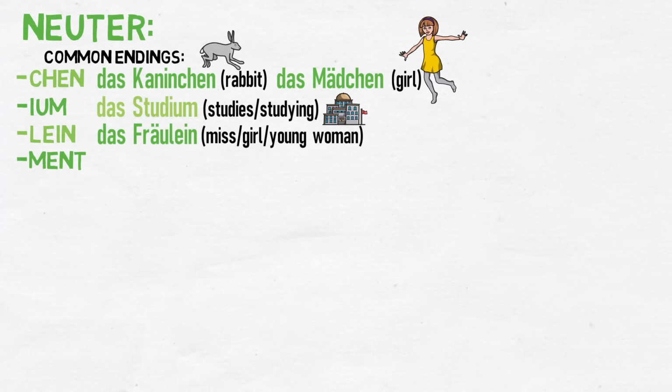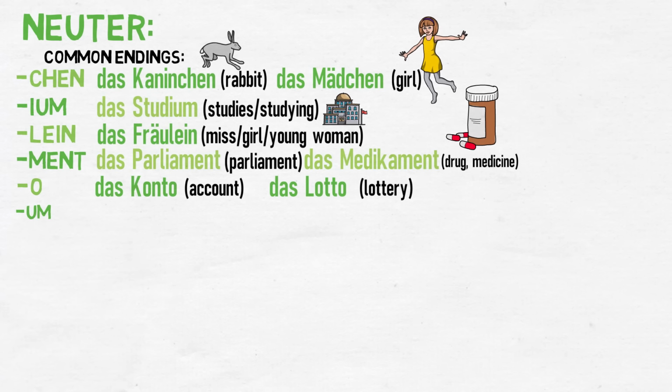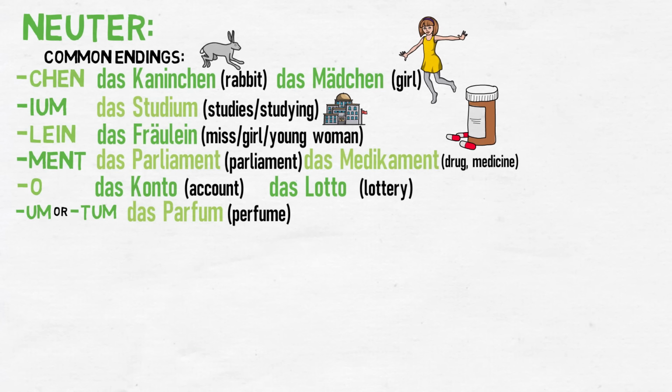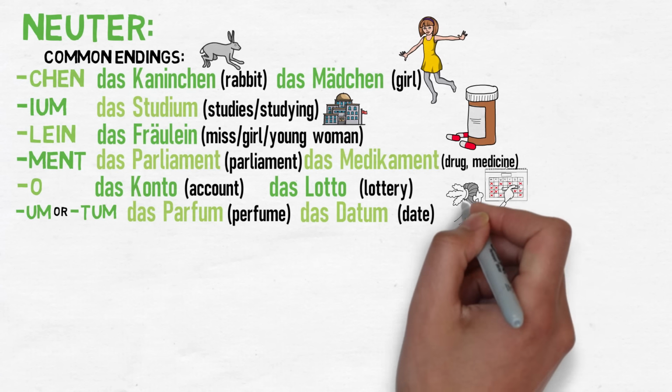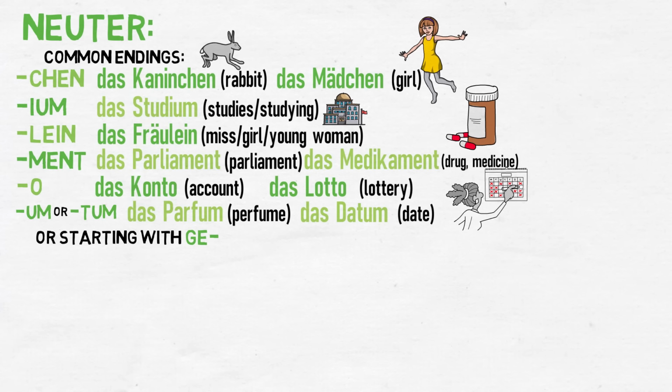Ment, for example, das Parlament, meaning parliament, or das Medikament, meaning drug or medicine. O, for example, das Konto, meaning account, or das Lotto, meaning lottery. And um, for example, das Parfum, which is pronounced in a French way because it comes from the French language. It means perfume. Or das Datum, meaning the date. Similarly, nouns starting with ge will also mostly be neuter. For example, das Gehalt, meaning salary, or das Gebäude, meaning building.